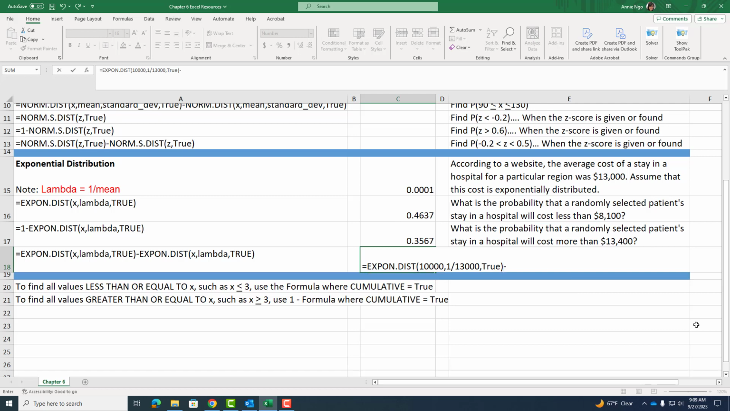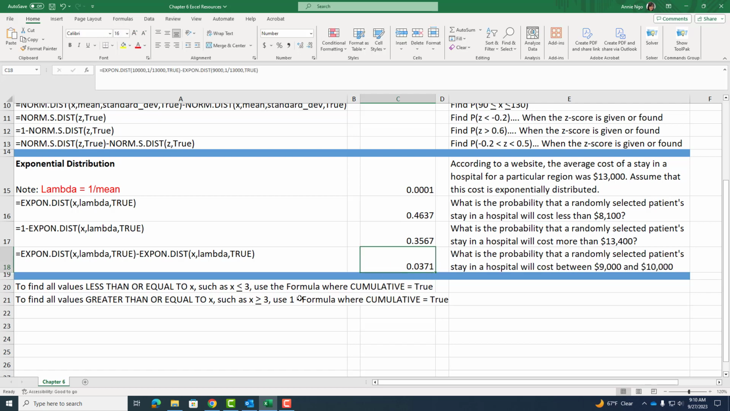Then I'm going to do minus right there because it says minus. And then I got to do it all over again. EXPON.DIST, parentheses, and the smaller x, which was the 9,000. Remember, I want to know between 9,000 and 10,000, comma. My lambda is still 1 over 13,000. That hasn't changed. And comma, TRUE. And whenever you're ready, double check your numbers. Make sure you have the right number of zeros in there. You're not missing one. You don't have an extra one. And then you can hit enter. And I get 0.0371. So a very tiny chance, 3.71% chance that the bill is going to be between $9,000 and $10,000.